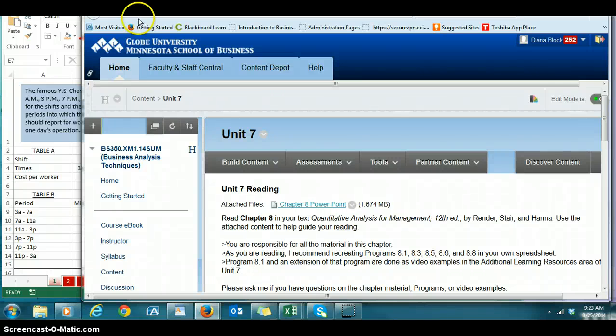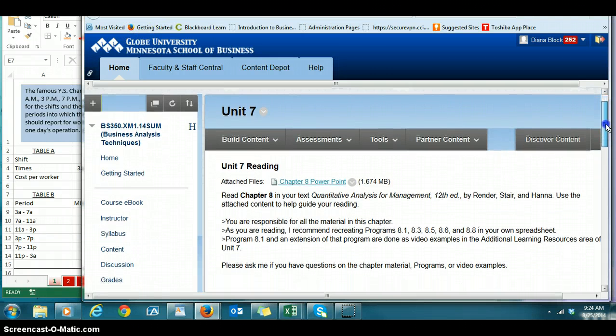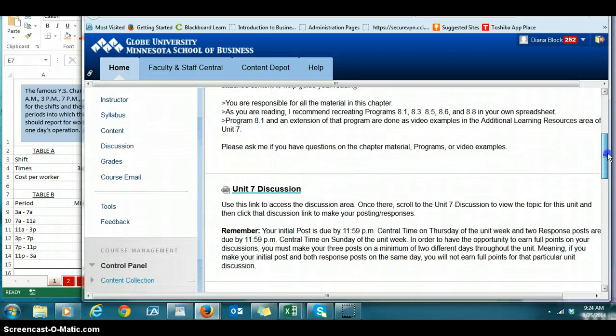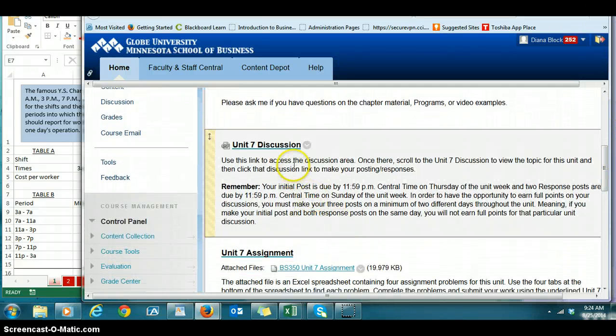This is week 7. We're in the summer of 2014 quarter. And this week, your reading involves chapter 8 of your online textbook. So make sure you're reading chapter 8 and reviewing the PowerPoints that I have here. You're also going to have discussion this week. And of course, there's an assignment.